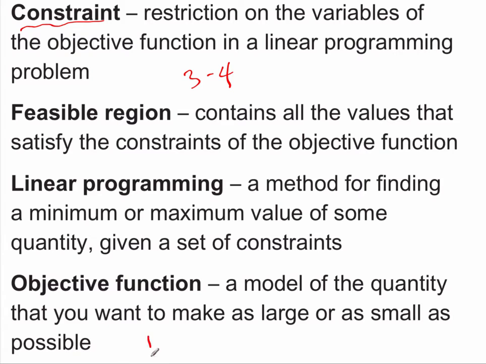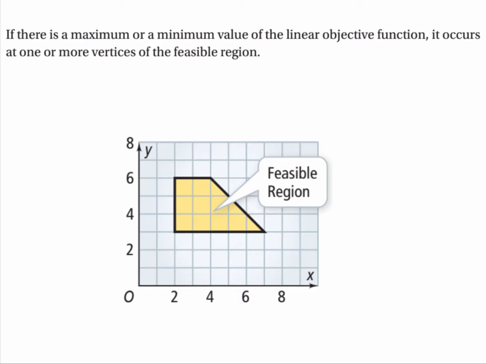Now usually we're dealing with profit, and of course we're going to maximize profit, or cost, and usually we're going to want to minimize cost. If there is a maximum or minimum, then it will occur at one of the vertices of your feasible region. So remember, your feasible region is going to be defined by your constraint equations. So you're going to need to graph your constraint equations, find your feasible region, and then evaluate your objective function at each vertex.